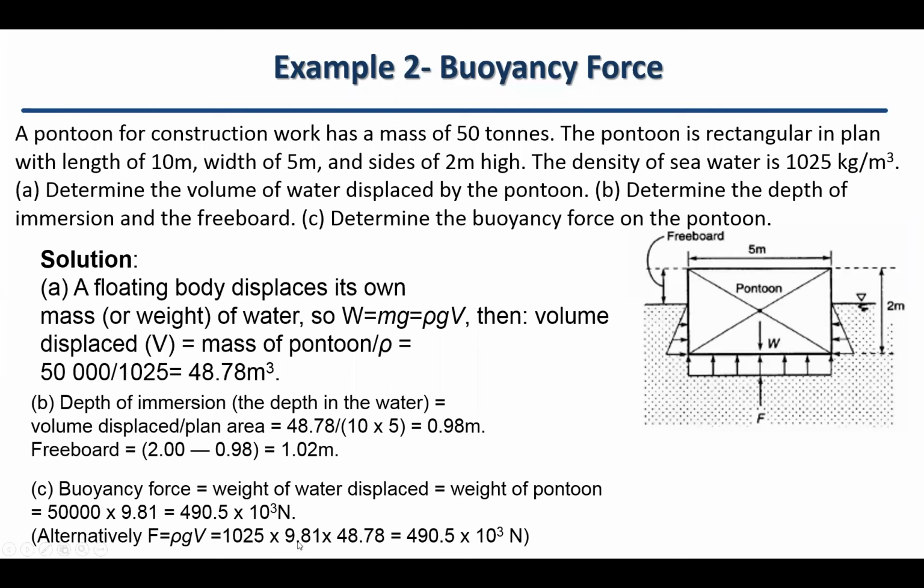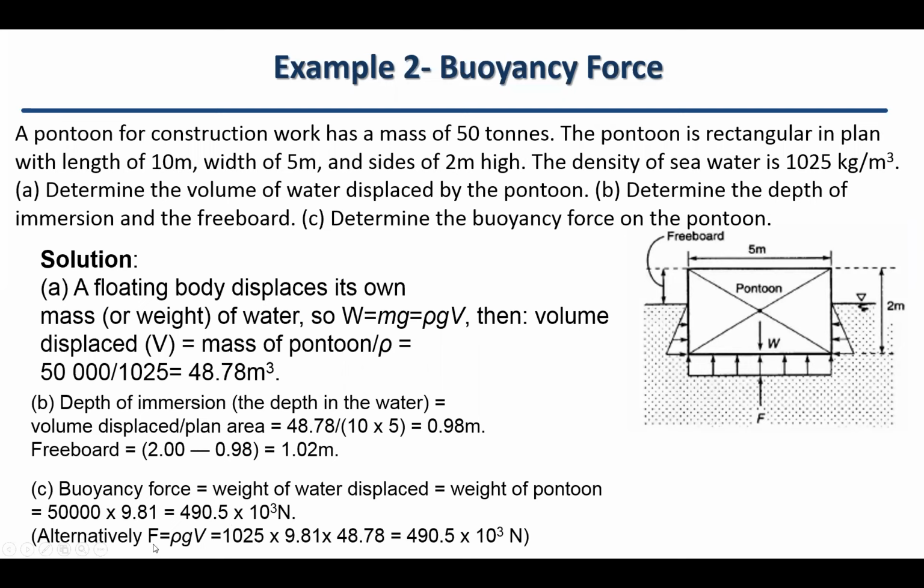You can calculate the buoyancy force in 2 ways. The first way is that the buoyancy force is equal to the force from the mass of the body, or the mass of the pontoon. Because we want the force, we need to calculate it in newtons. So we multiply the mass by the gravity acceleration 9.81, which is equal to 490.5 times 10 to the 3 newtons, or 490.5 kilonewtons.